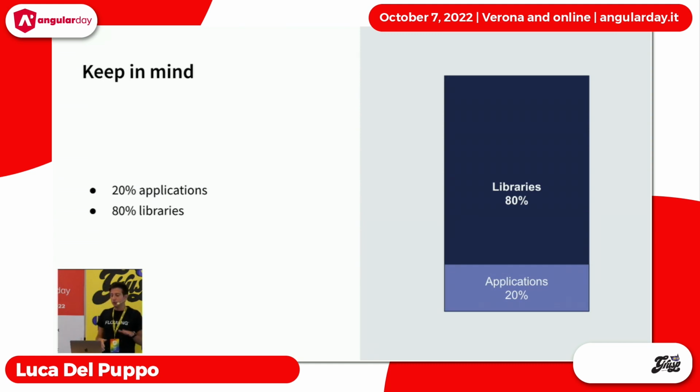A simple rule to keep in mind if you want to work with NX is that your workspace should have around 20% of the code inside of the applications and around 80% of the code inside of the libraries. Because if you split your code base in the right way, you get the best benefit of NX and probably you improve the wasted time during your daily work.